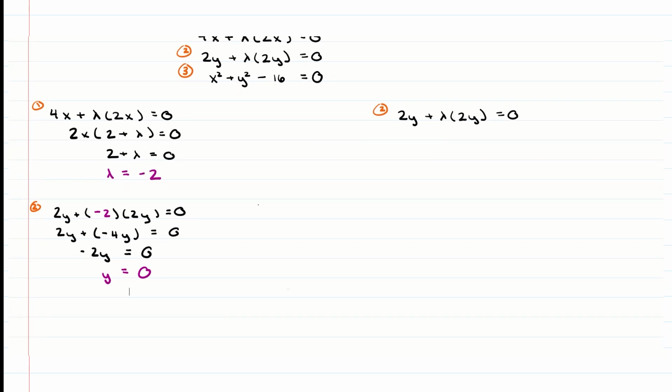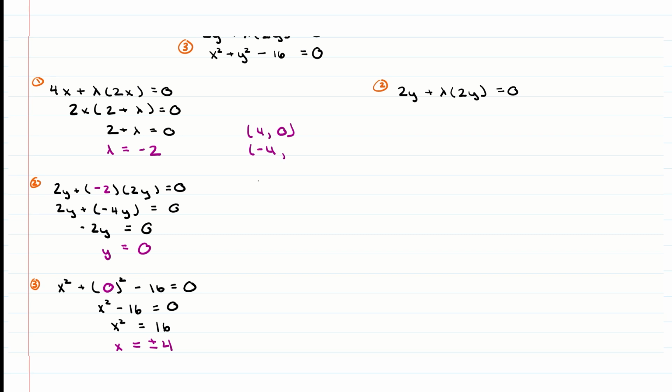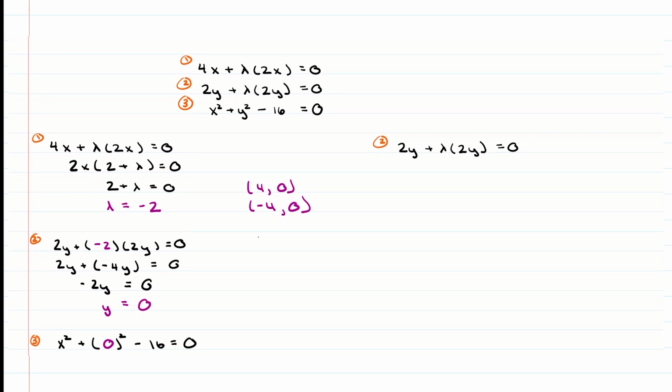Our next step is to plug y into the third equation in our system to get a value for x. That is x² + y², or 0², minus 16 = 0. That'll leave us with x² - 16 = 0, and then x² = 16, and then x will equal plus or minus 4. So that just gave us 2 points, right? We've got the point (4, 0), and then we've got the point (-4, 0). So that's our first set of points.